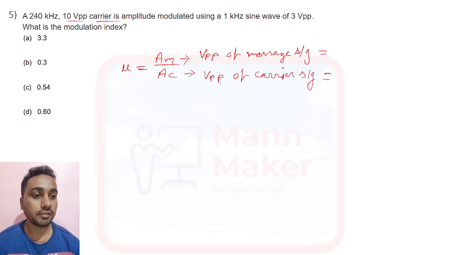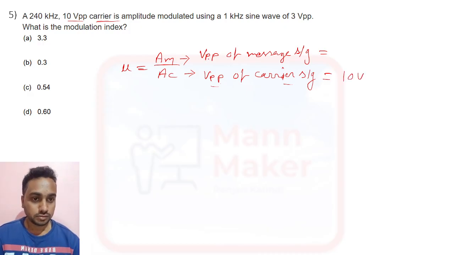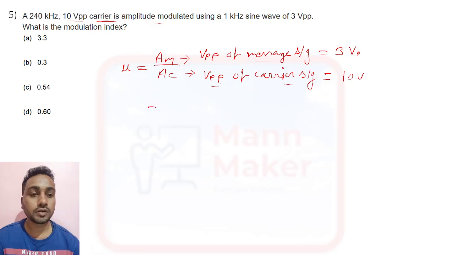So Ac, the peak to peak voltage of the carrier signal, is 10 volt, and this is amplitude modulated using a 1 kilohertz sine wave. Amplitude modulated means the message signal we have is 3 VPP, 3 volt we can say. So we can put this here. This is 3 by 10, that is equal to what? 0.3. So 0.3 is your answer, option B.